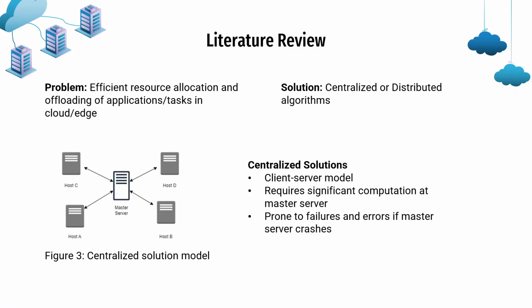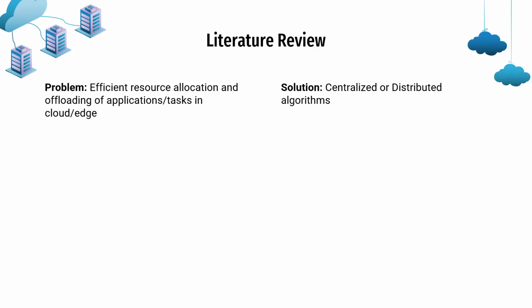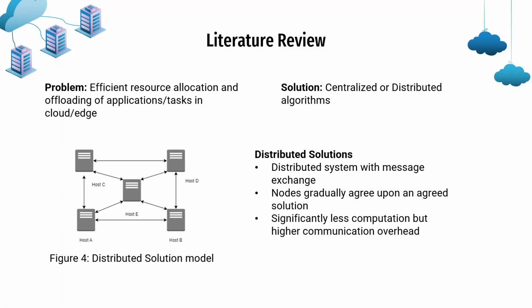However, the master server requires significant computation and this entire algorithm is prone to failure or crashes because the master server can crash and this will bring down the entire system. Whereas distributed solutions actually distribute the computation of the algorithm across several hosts, and the hosts gradually agree upon a single solution at the end of the algorithm. This has significantly less computation, however, there is very high communication overhead due to the exchange of messages.